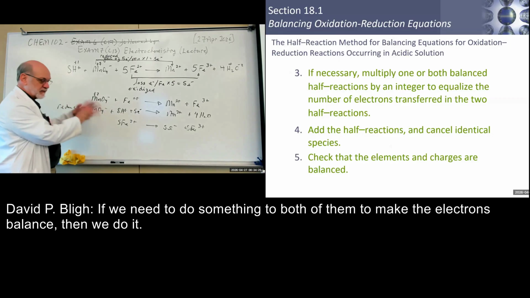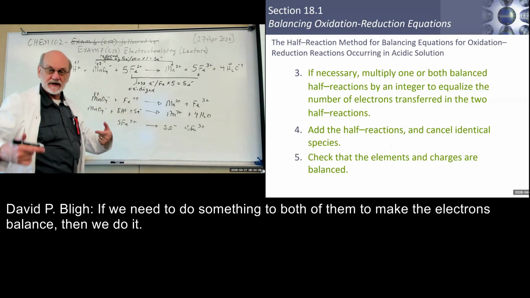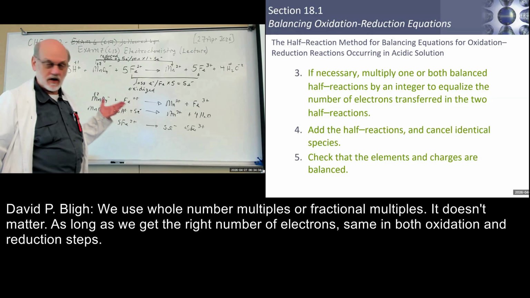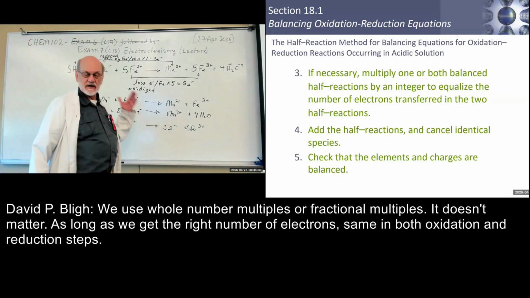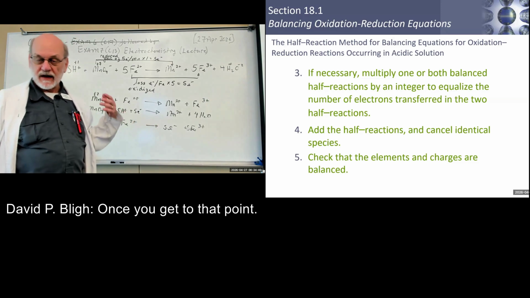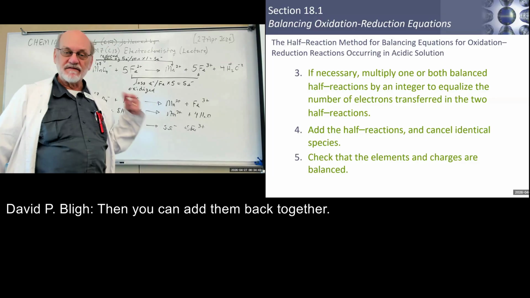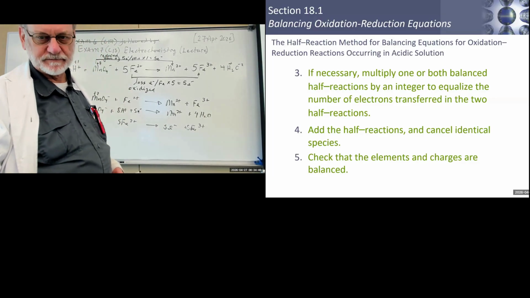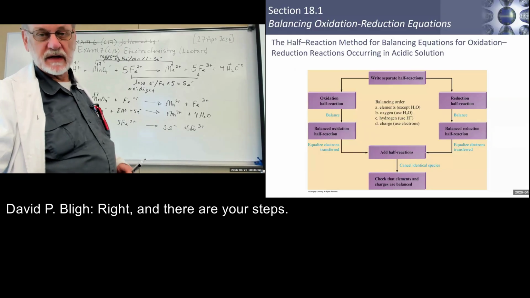If we need to do something to both of them to make the electrons balance, then we do it. We use whole number multiples or fractional multiples. It doesn't matter, as long as we get the right number of electrons, the same in both oxidation and reduction steps. Once you get to that point, then you can add them back together. Right, and there are your steps.